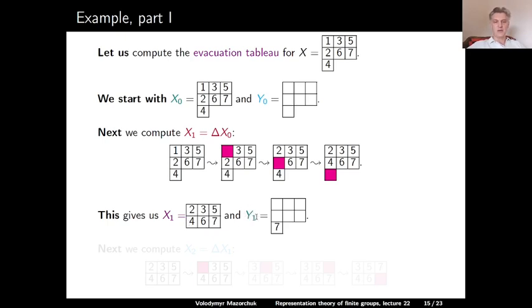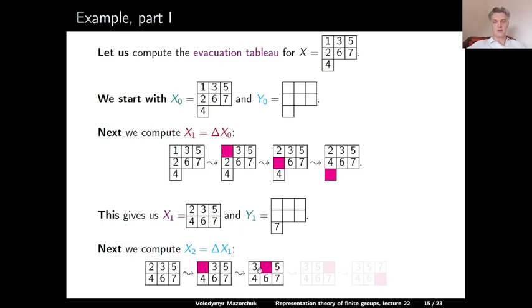And in y1, we fill in our active removable box, where the algorithm terminated, with the maximal possible number 7. Okay, next we compute x2, which is delta of x1. We start with x1, remove the top left box, and declare it active. It has 3 on the right and 4 below.